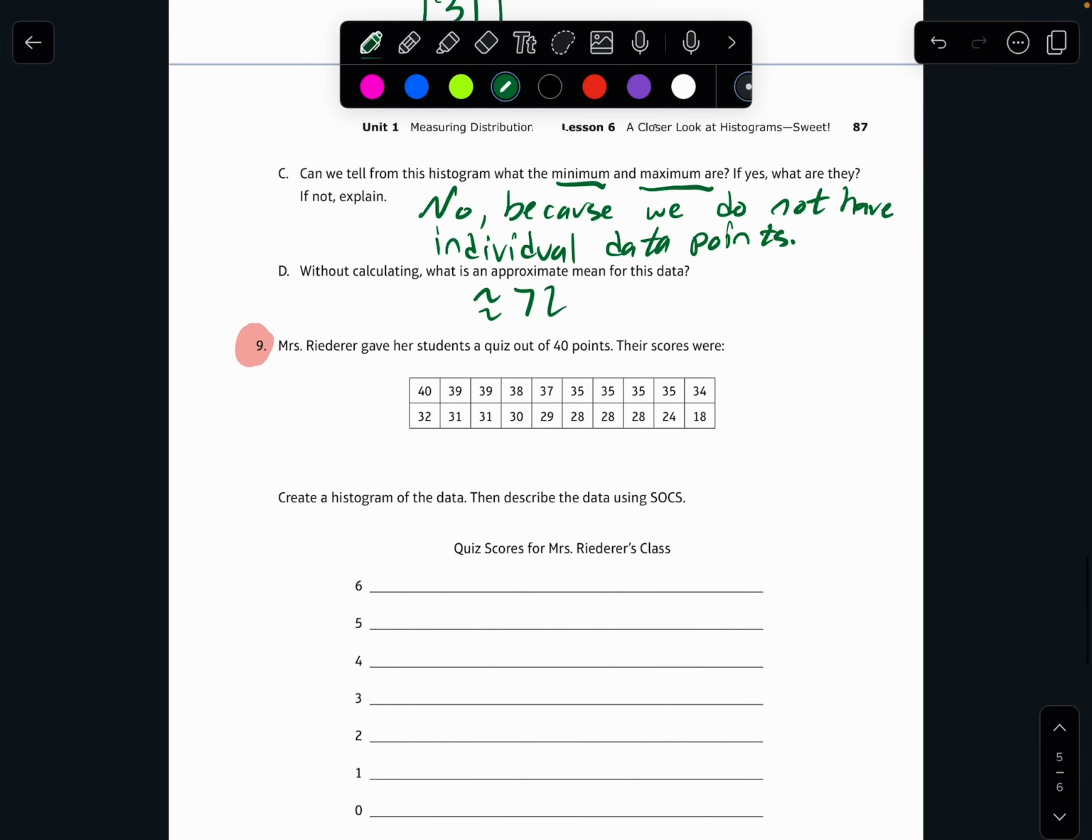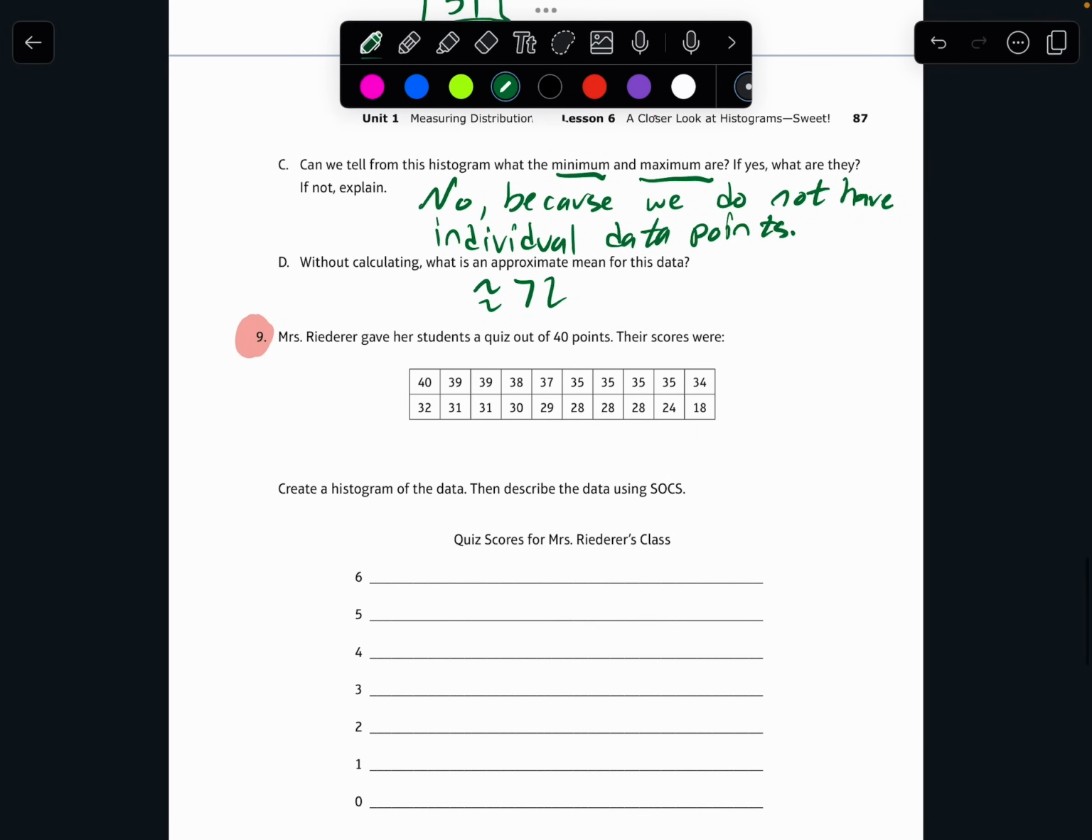All right, last one, I believe, before the lesson summary. Mrs. Reader gave her students a quiz out of 40 points. Their scores were below, which we can see here. So there's a total of 20 scores.